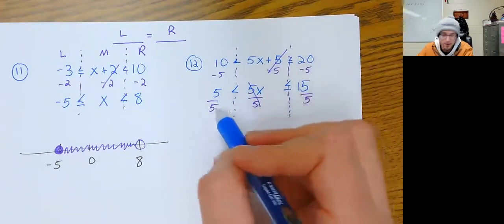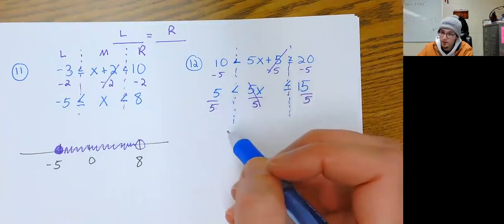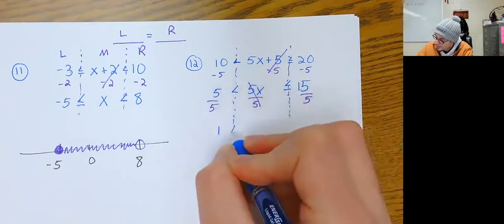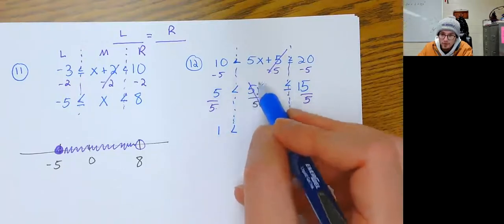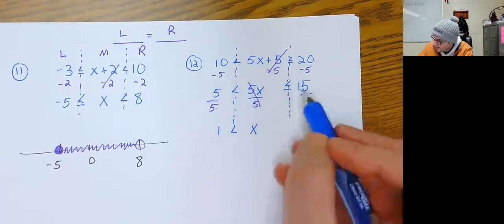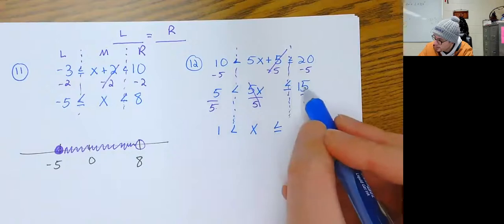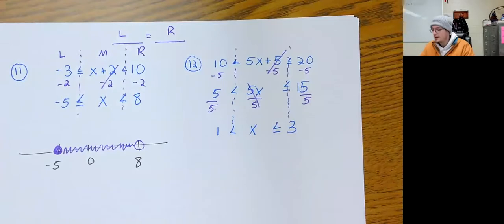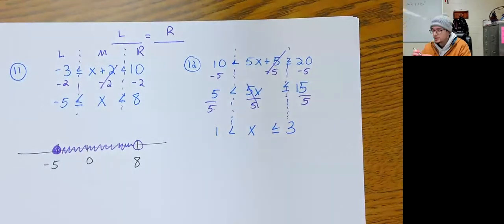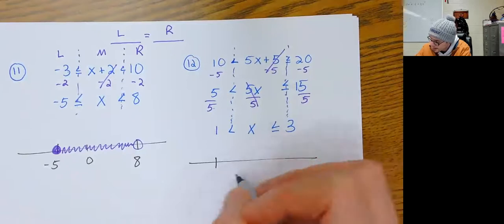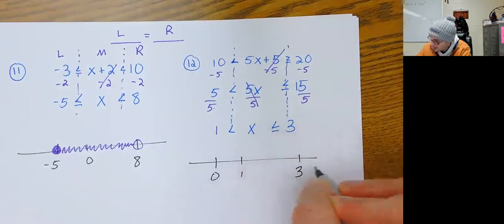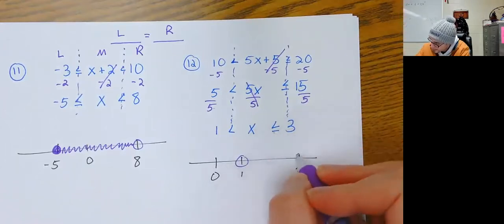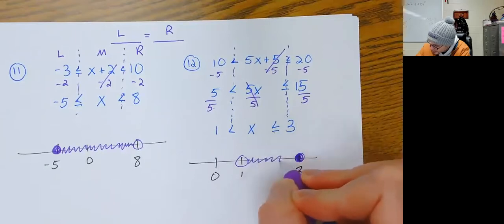So I get, what's 5 divided by 5? It's not 0. Don't ever do that. Anything divided by itself is 1. And then same thing here, 5 divided by 5 is 1, so I'm left with 1x. And then less than or equal to 15 divided by 5 is 3. Like I said, it should work out perfect. So I just draw my number line, 0's over here, and then 1, and then 3. Open circle, closed circle, in between.